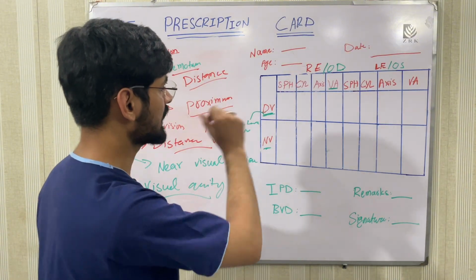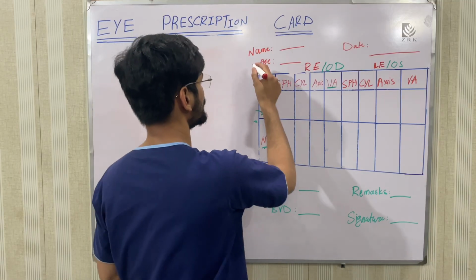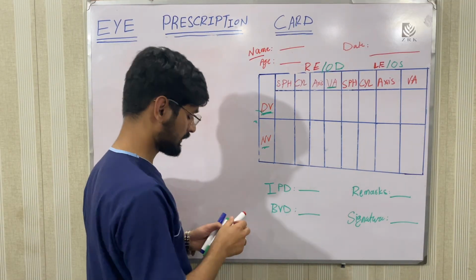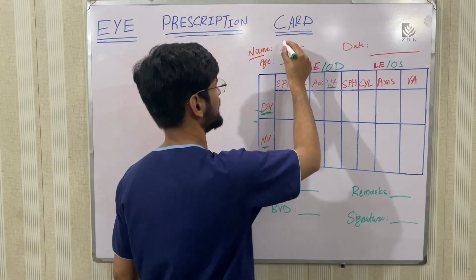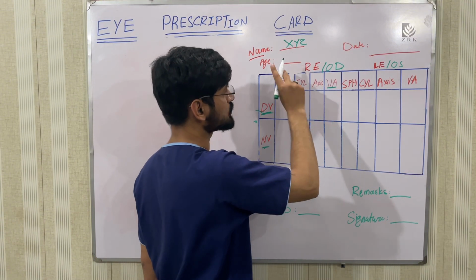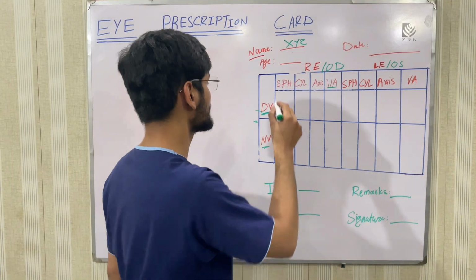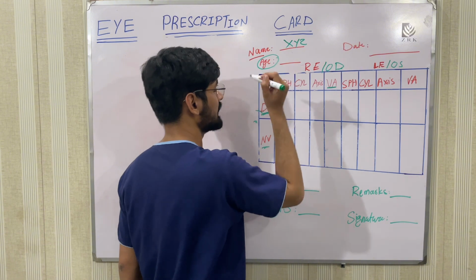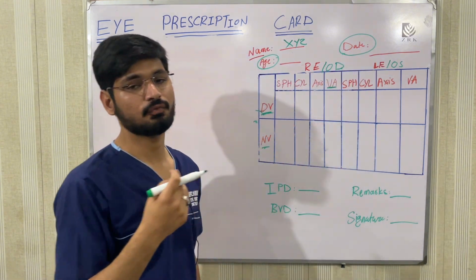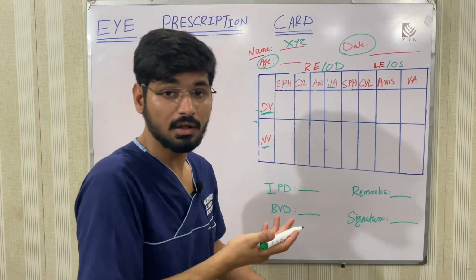Now come to the eye prescription card. Here you can see general information about the patient, or the date. The name of the patient is XYZ, but in this portion there are two main things. The first thing is age, and the second thing is date, which is most important for us. How are they important for us? For example, if the patient is 8 years old on 2 Feb 2023.